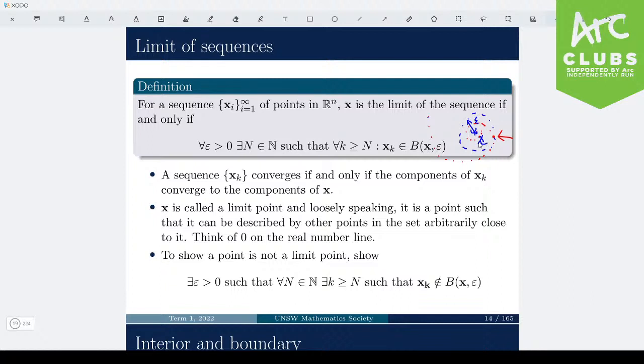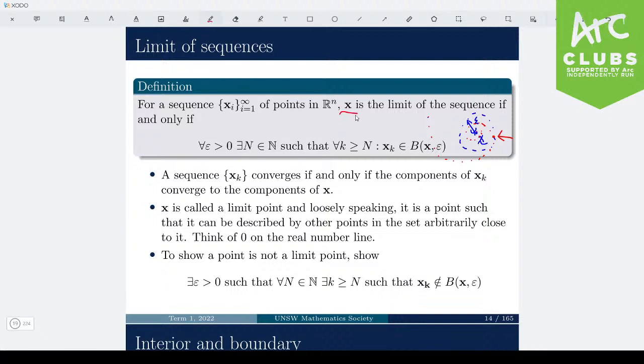A sequence xk converges if and only if the components of xk converge to the components of x. That sounds a bit arbitrary at the moment. We'll come back to this a bit later when we look at useful theorems related to limits. But for now, let's just move on to the next point.